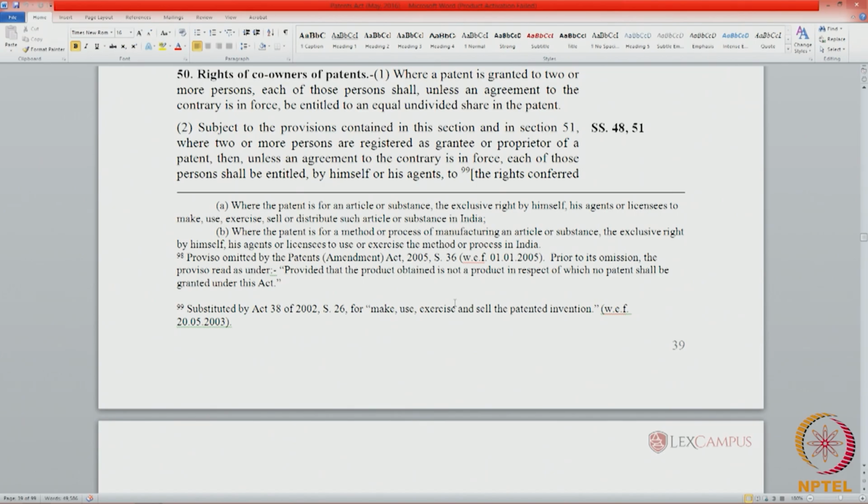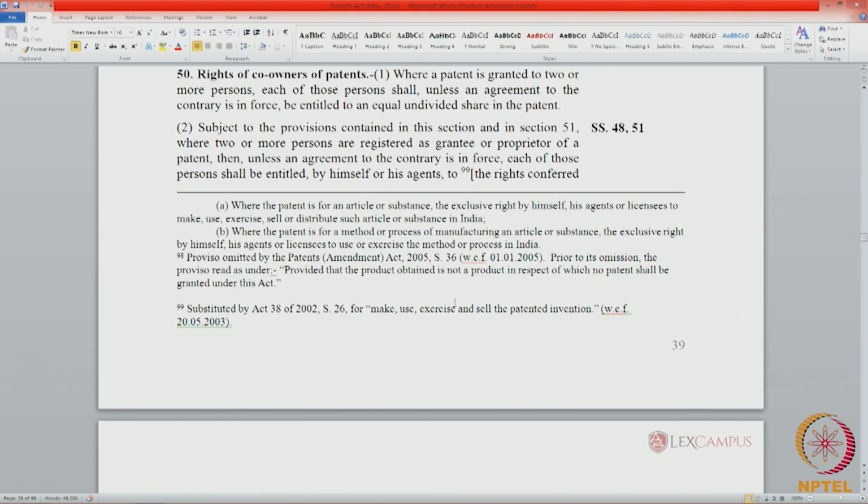If there is an agreement to the contrary, say the three patent owners are A, B and C, and there is an agreement which says that A will take 50% of the ownership in the patent, B will take 25 and C will also take 25, then that specific agreement will prevail. In the absence of an agreement, it will be understood that all the co-owners took shares equally, and, this is important to note for intellectual property rights, their share in the patent is an undivided share.